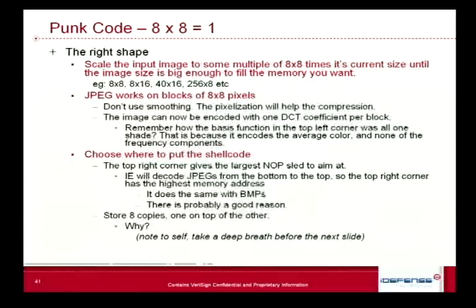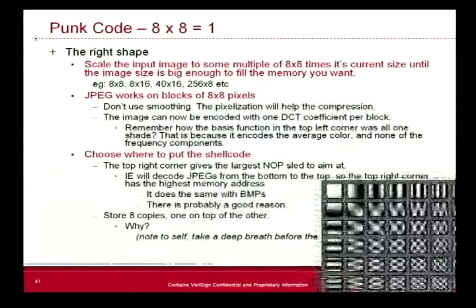The image here, you can now decode that entire block with only one DCT coefficient per block. If you remember the top left-hand corner of the basis function, it was all one shade. That's because it encodes the average color and none of the frequency components. So if it's just a single square, it's just going to be one value set, and the rest of the coefficients are going to be 0.